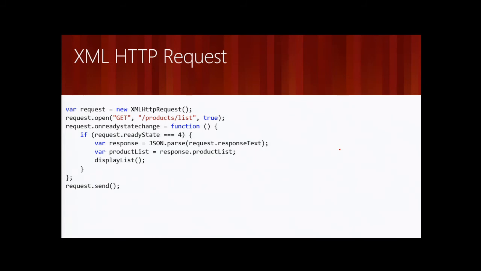Request.open, specify the action or header, or it's not header, it's verb, sorry. The URL, and then you specify a callback function for when you're ready to return a result. Basically, you have to memorize what the ready state is. So we all actually wrap this up in nice classes.